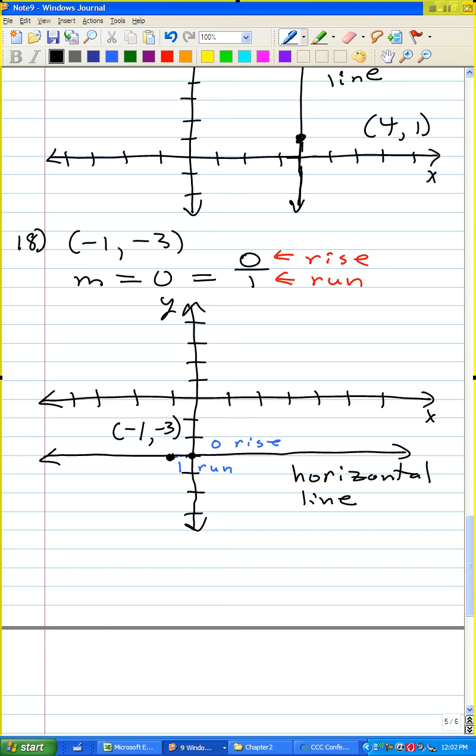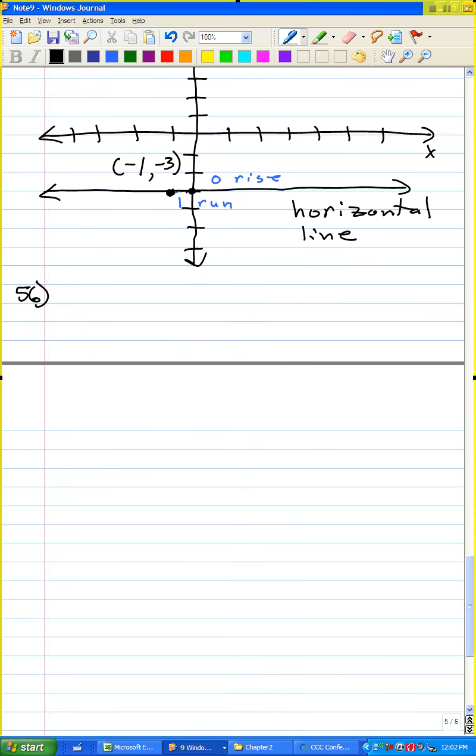Let me do problem number, well, let's say 56. In exercises 53 through 60, rewrite the equation in slope-intercept form. So let's do that. 2x plus 3y equals 5. Okay, so I want to rewrite this in slope-intercept form. And so let me try to solve this equation for y.